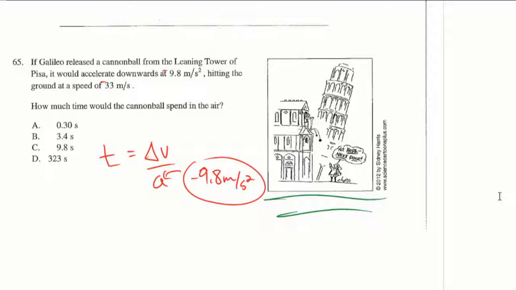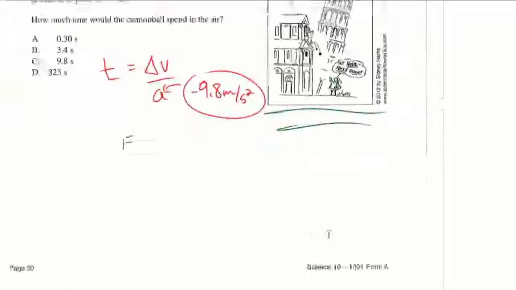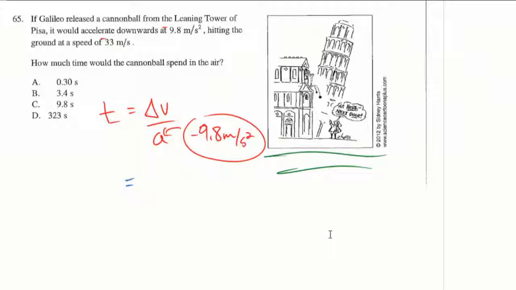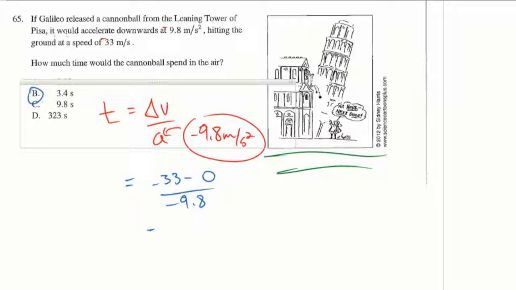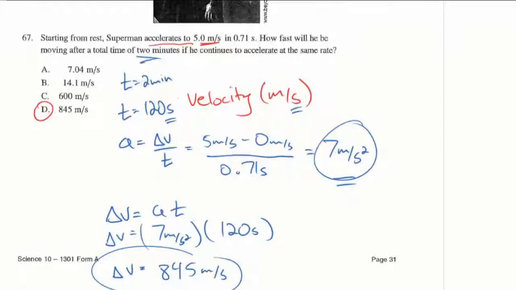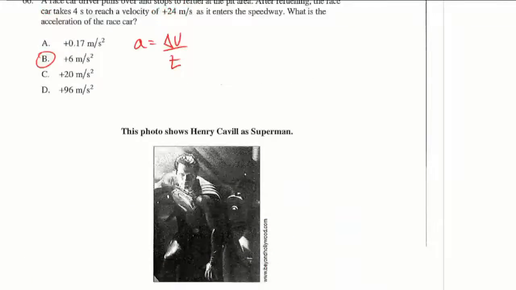Why didn't I finish this? How much time can a cannonball spend in the air? Change of velocity. Did I really not do 65? Weird. So change of velocity was negative 33 minus 0 divided by negative 9.8, whatever that is. 3.36, 3.4 seconds. 65 is B. 66 B. 67 D. I think that was it.